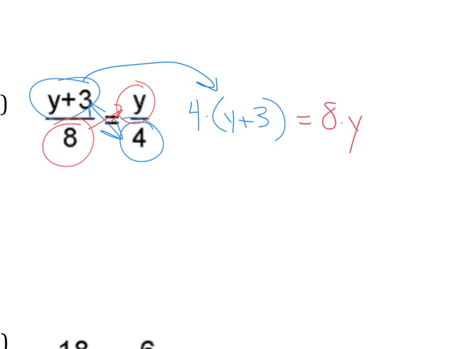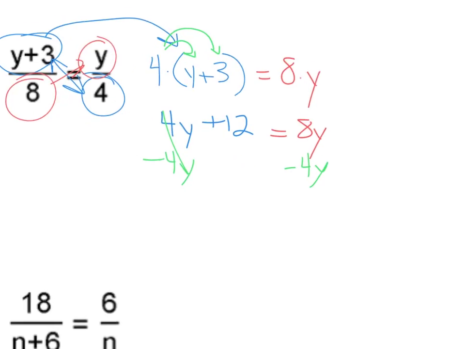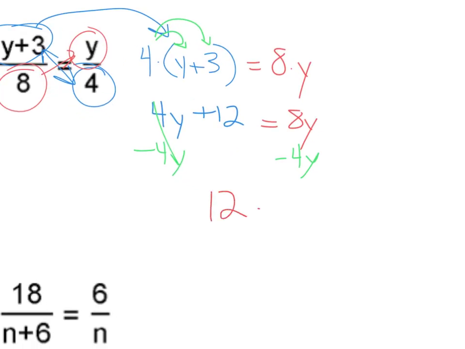If we then distribute on the left side, 4 times y is 4y. 4 times 3 is 12, equals 8y. We're going to subtract 4y from both sides. So we have 12 equals 4y. Divide by 4. So y equals 3.